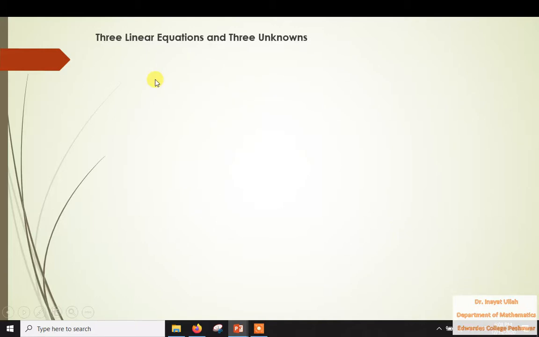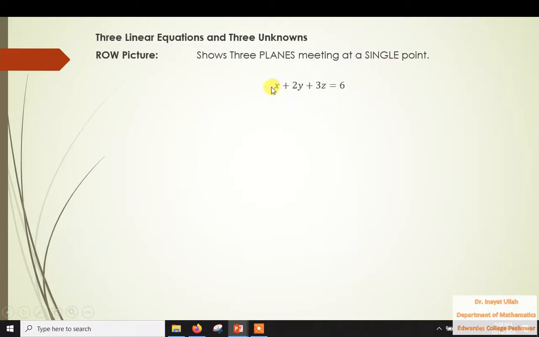Now welcome to linear equations in 3 variables. The row picture of linear equations in 3 unknowns, when 3 variables are there, shows 3 planes meeting at a single point. That is the first linear equation in 3 variables. So that is the first row. That is the first plane, you may say that.